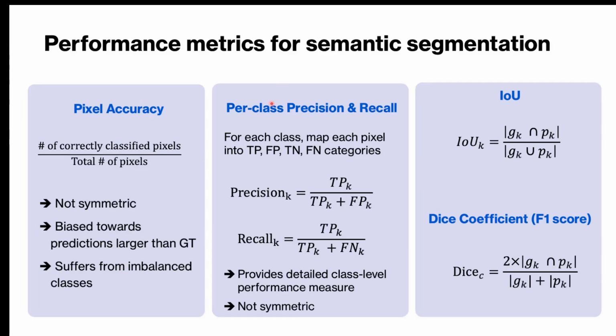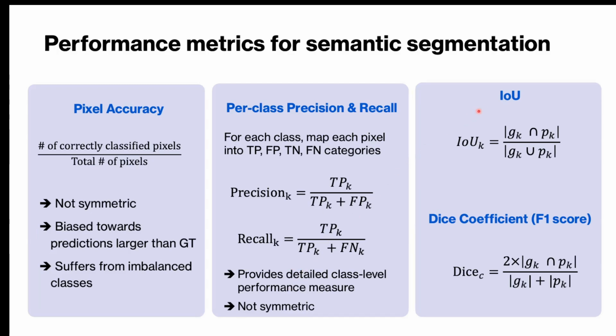Another metric is based on precision and recall for each class. So for each class, we first match each pixel into one of these four categories, and then we compute the precision and recall based on these equations. While these two metrics provide more detailed class level performance measures, however, they are still not symmetric.